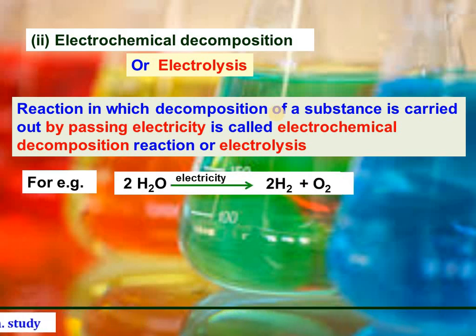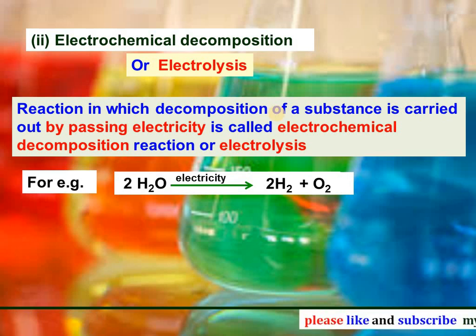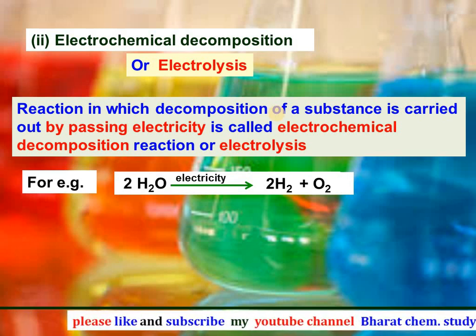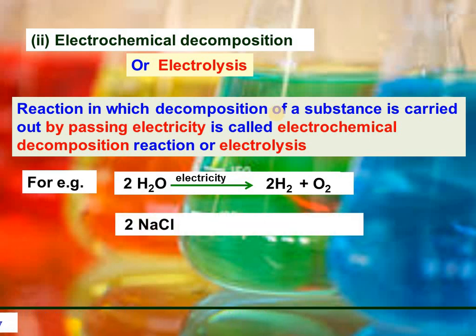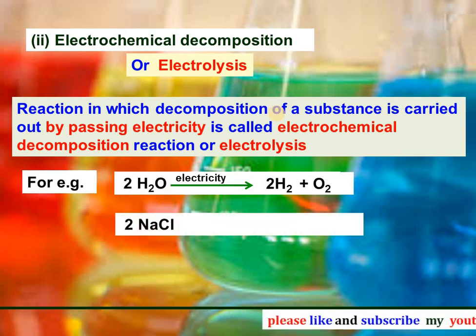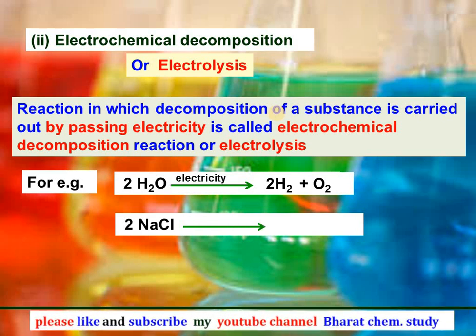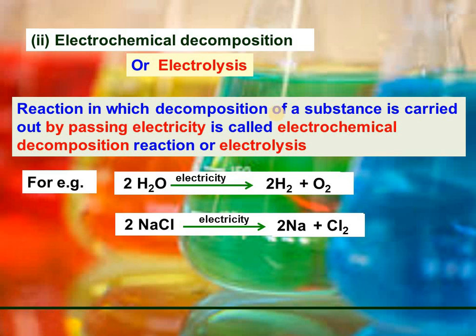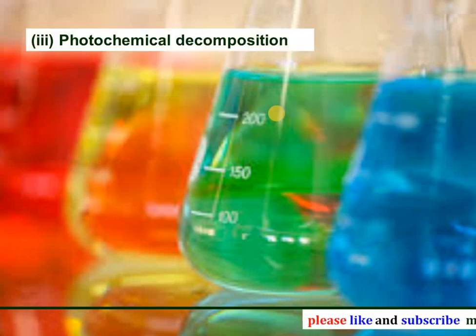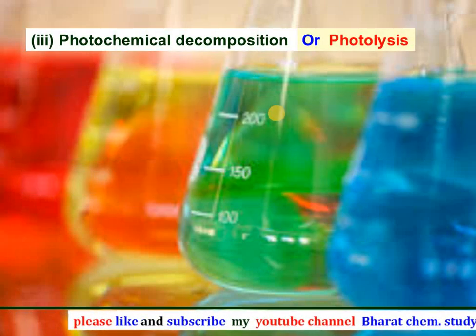So because here the decomposition is carried out by electricity, that's why it is called electrochemical decomposition or electrolysis. In a similar way, NaCl in molten form gets decomposed on passing electricity to give sodium metal and chlorine gas. Now, photochemical decomposition or photolysis.